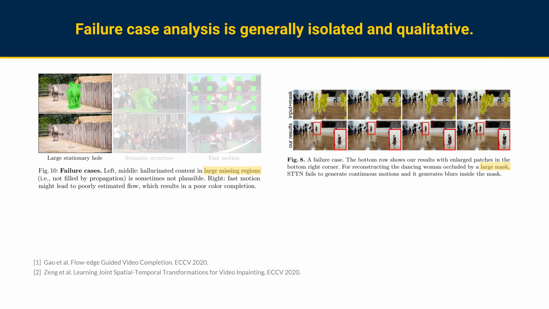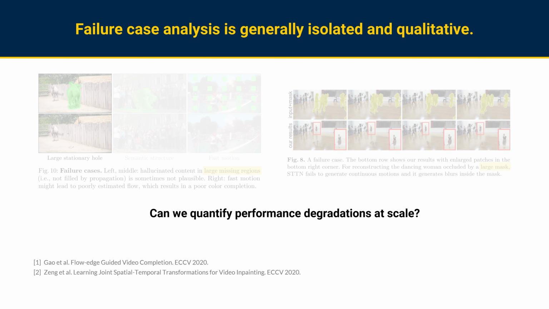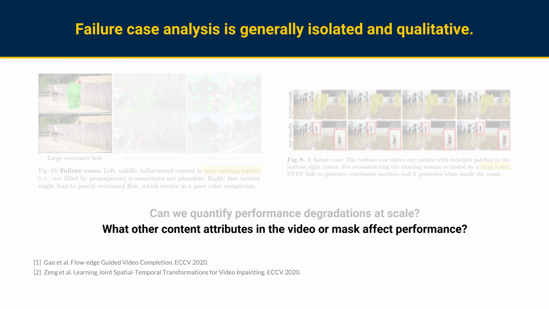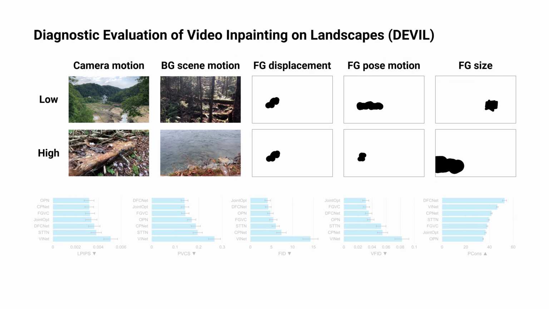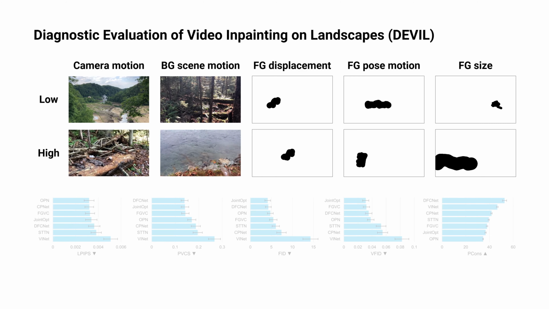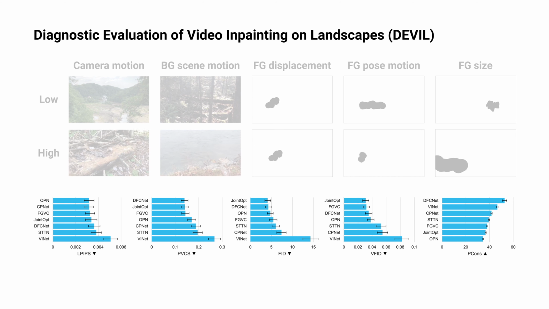For example, large occlusion masks are known to hinder inpainting models, but can we quantify and compare this degradation at scale? And what other visual challenges in the video or mask will affect performance? To answer these questions, we designed the Devil benchmark, which provides a large methodically curated dataset for video inpainting, as well as a comprehensive evaluation scheme that measures inpainting quality under several different scenarios and metrics.